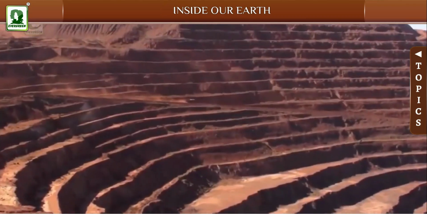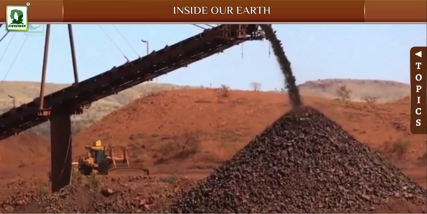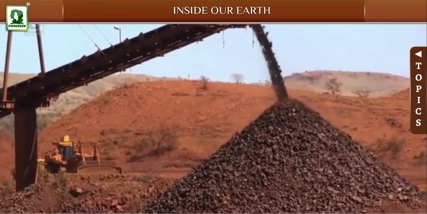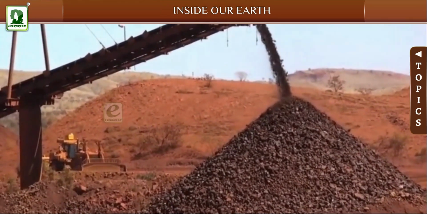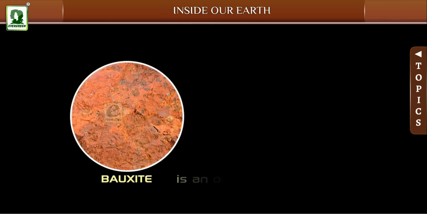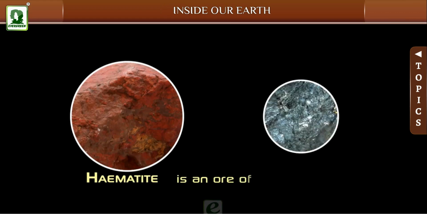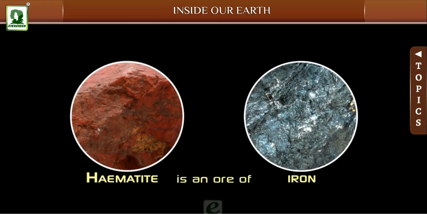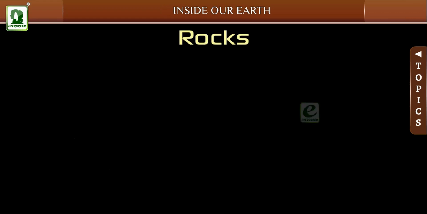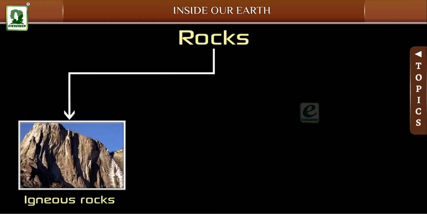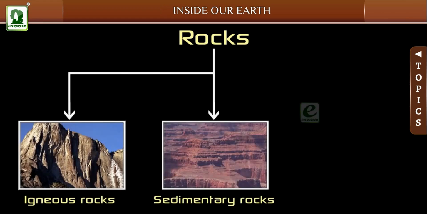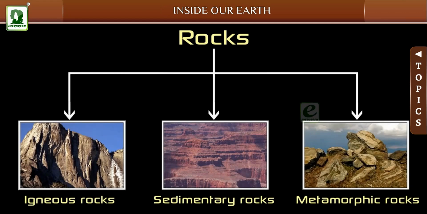Certain rocks containing metals which can be extracted economically are called ores. For example, bauxite is an ore for aluminum. Hematite is an ore for iron. Rocks can be classified into three main types: igneous rocks, sedimentary rocks, metamorphic rocks.